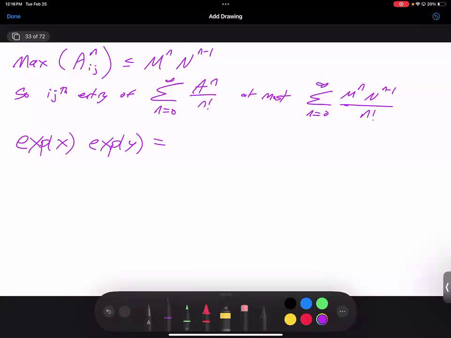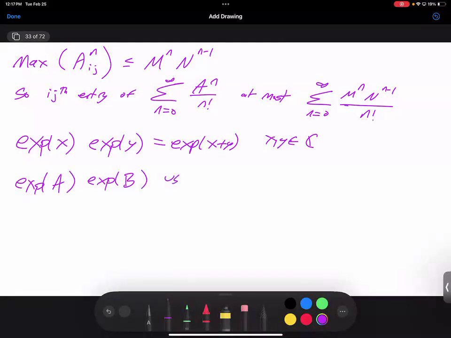Now, what's exponential x times exponential y? So, exponential of the sum. For what x and y is this true? Any x and y, at least for all complex. X and y are in complex. What do you think I should now replace x and y with? Matrices. What do you think?